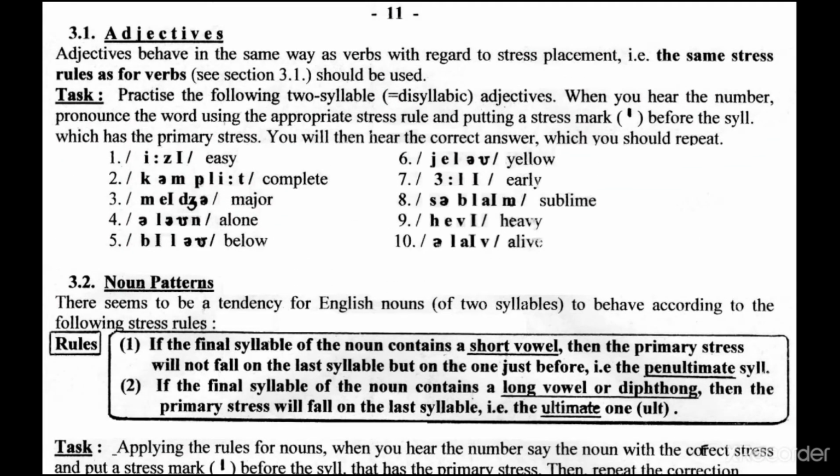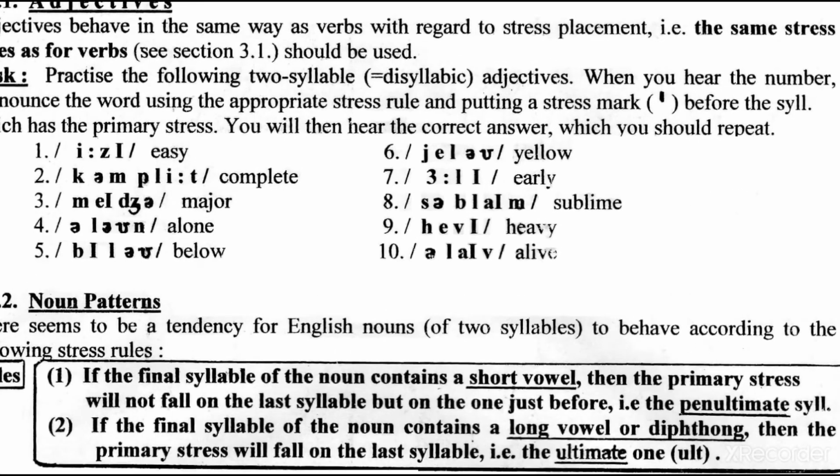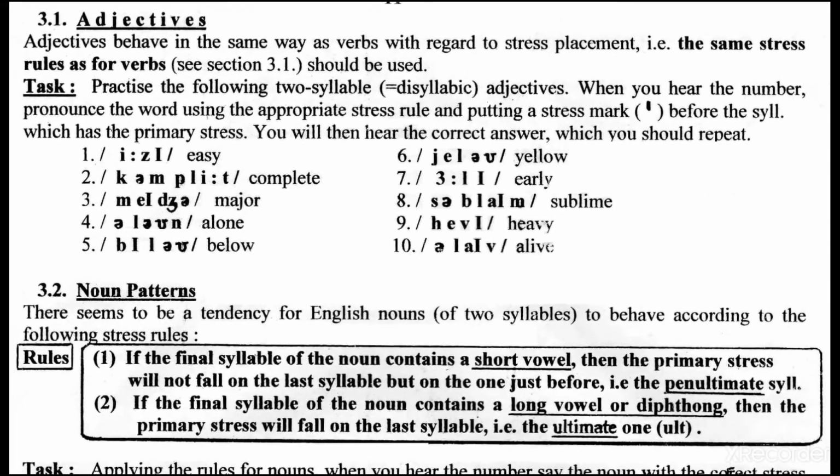Page 11 for adjectives. Okay, we have the same exercise, but we have 10 adjectives. What is the rule for adjectives? We apply the same rule as for verbs. That is rule 1A, rule 1B, or rule 1C. So, I'm going to read the 10 adjectives for you, and you try to do the same thing. You guess the place of the primary stress and which rule we have applied in each adjective.